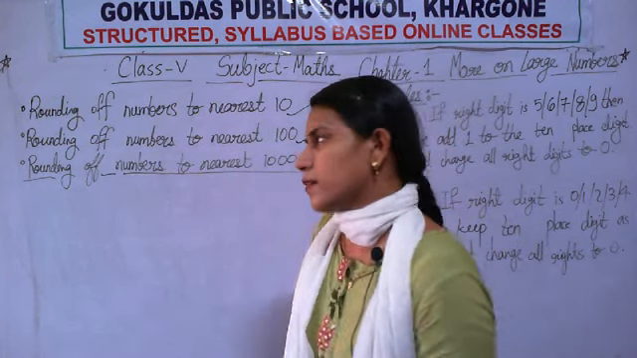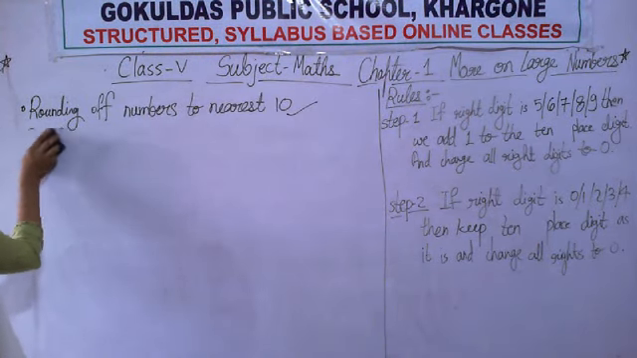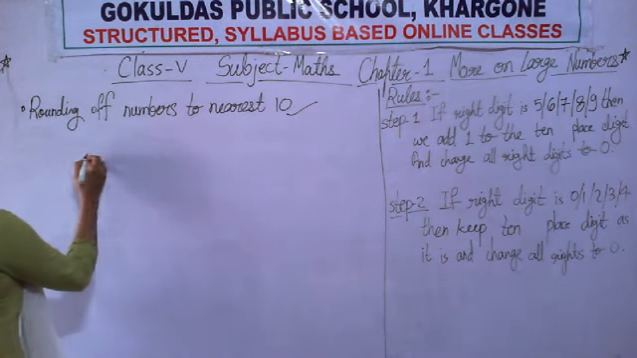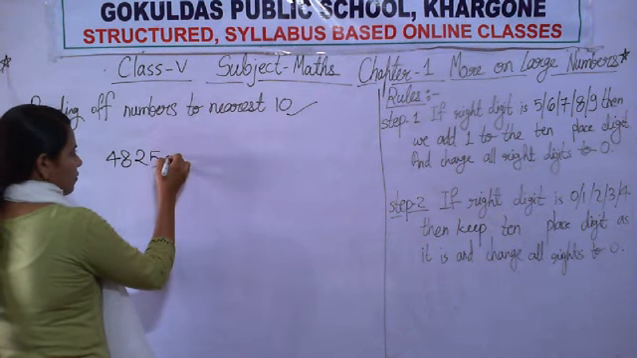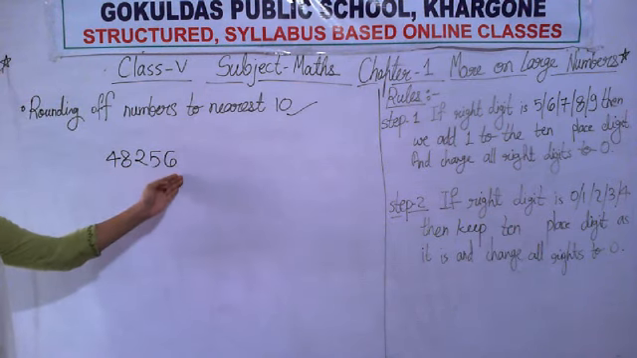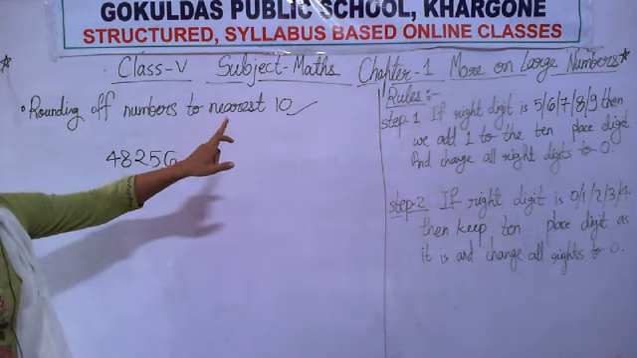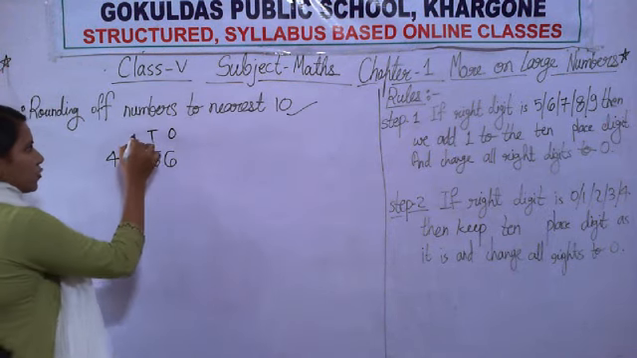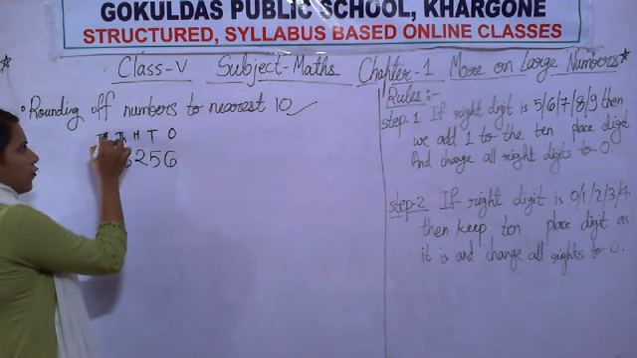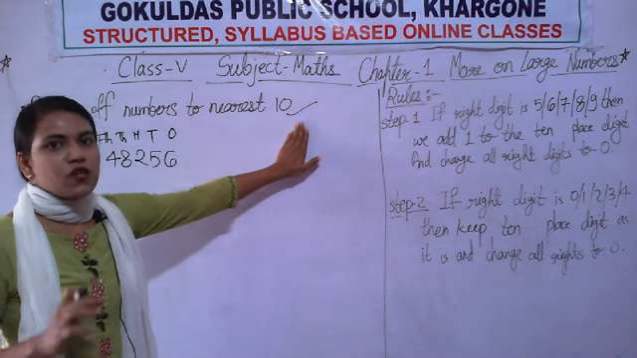Okay, let's understand by an example. Look, I am taking a number. Suppose we have a number 48256. Okay, it is a 5-digit number. You want to round off this number to nearest 10. So what will you do for rounding it? 5 is at tens place, 6 is at ones place, 2 is at hundreds, 8 is at thousands, and 4 is at 10,000 place, right? So you want to round off this number to nearest 10. So what is the step?